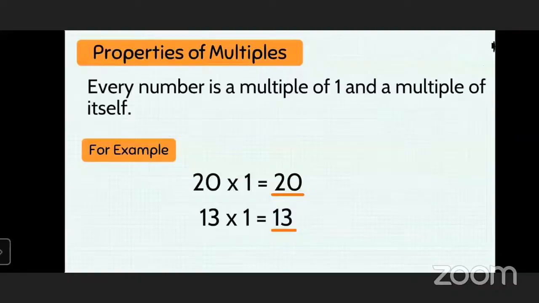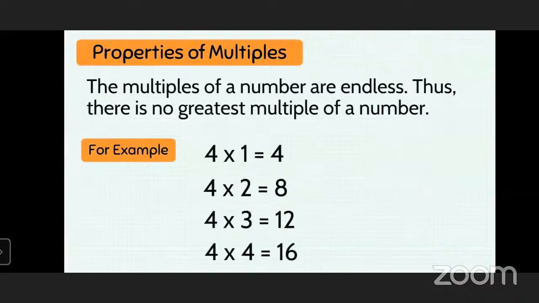So examples are 20 multiplied by 1 is 20. 13 multiplied by 1 is 13. Likewise, 25 multiplied by 1 is 25. 37 multiplied by 1 is 37. Very good. So the first property of multiples is every number is a multiple of 1 and a multiple of itself.